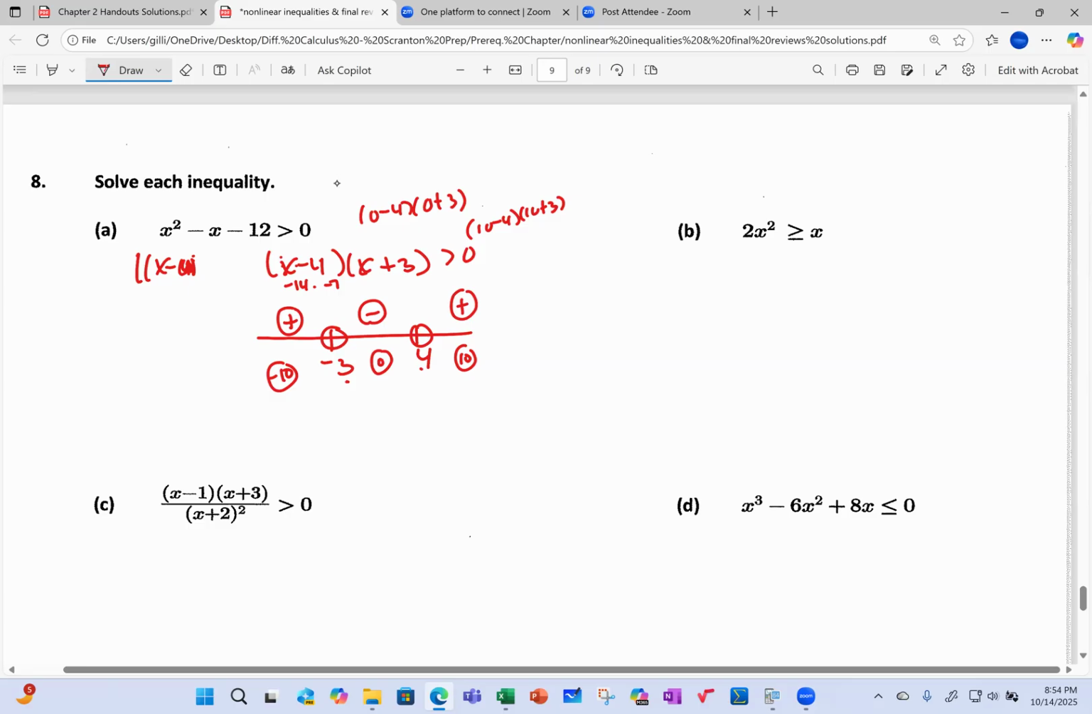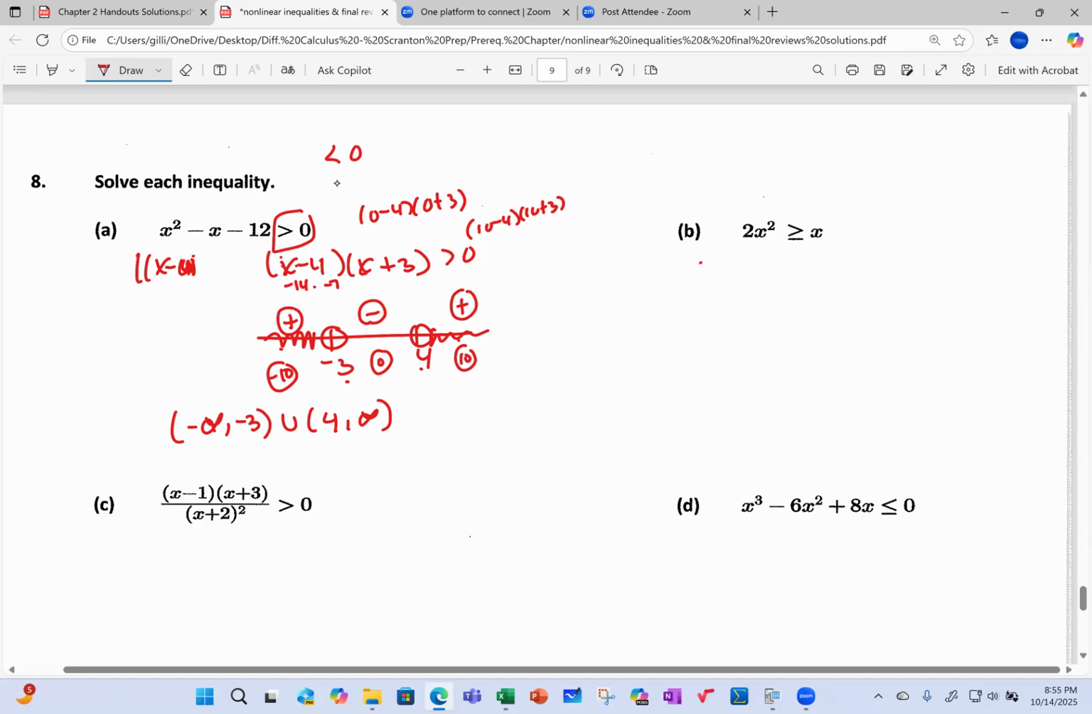Now, where are we greater than 0? Where the number line is positive. And where's that happening from? Negative infinity to -3, and then from 4 to infinity. So again, we had that question: where do we shade? Well, when we're talking greater than 0, wherever the number line is positive. If you're less than 0, it's where the number line is negative.